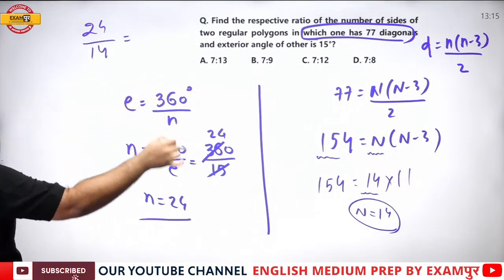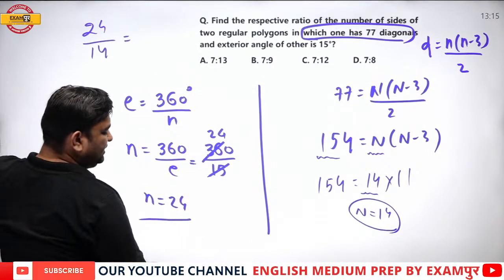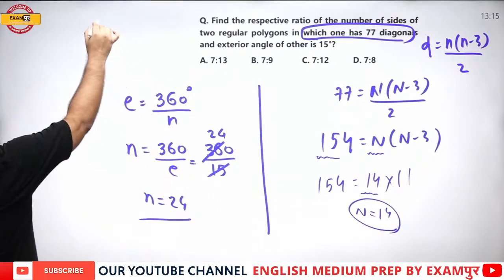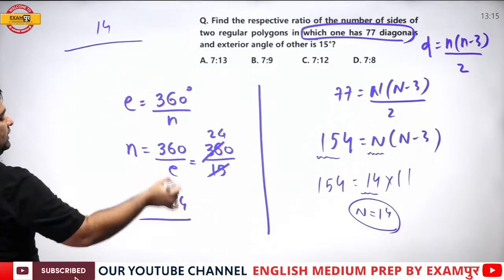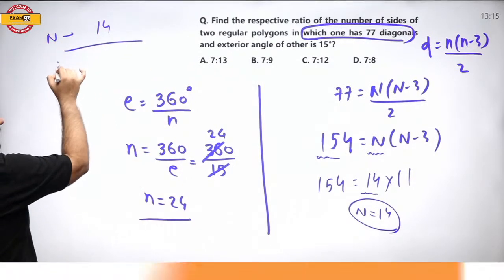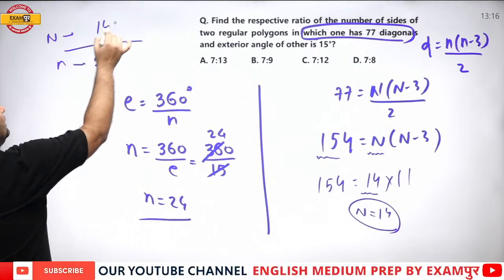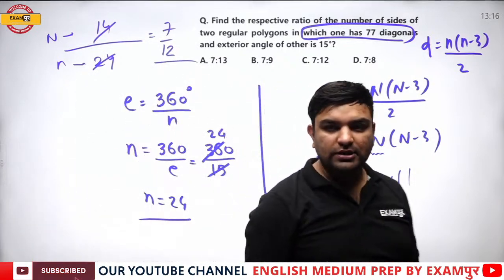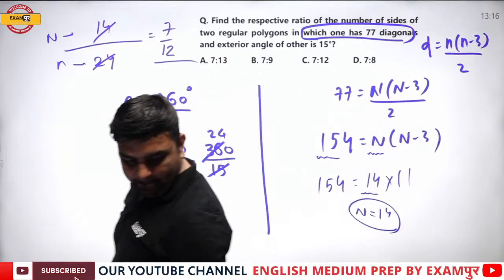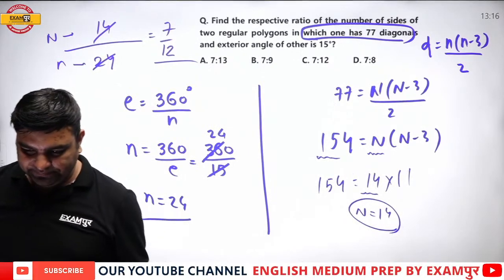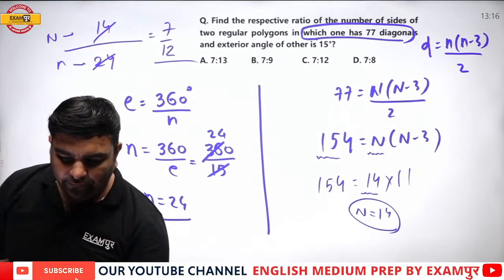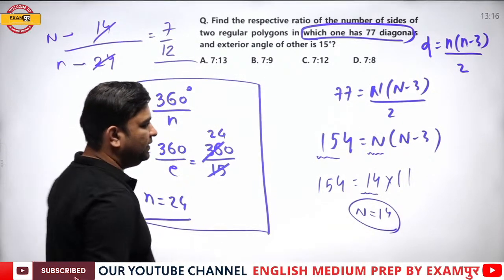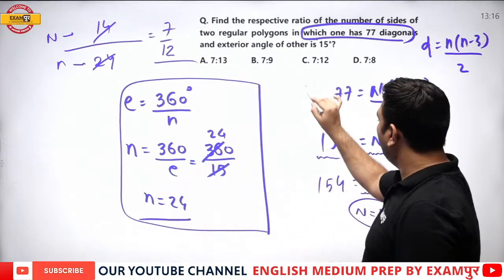Okay. That diagonal information is mentioned first. So for the diagonal it is 14, and for the exterior angle it's 24. 7 ratio 12 is the answer. Please do watch out. If there are any issues, ask me. These are two different polygons. For one polygon, this information is given. For the other polygon, this information is given.